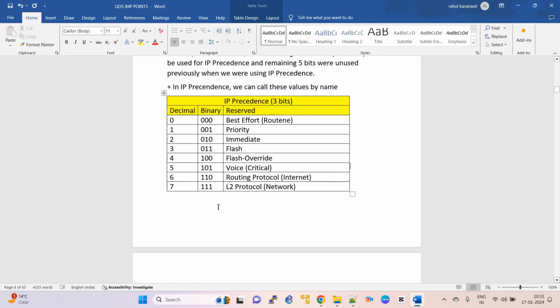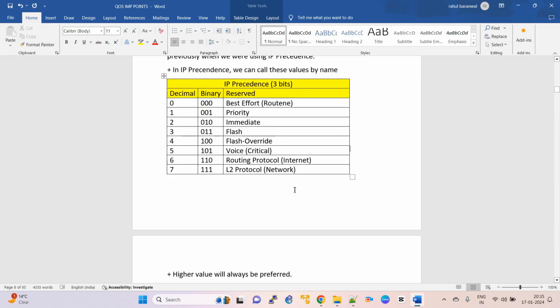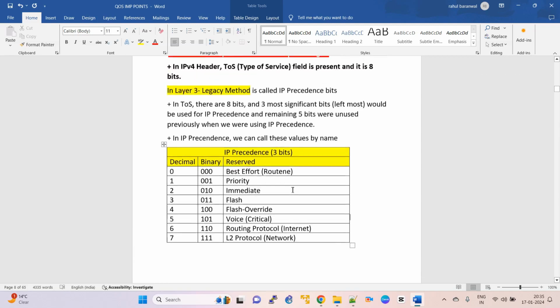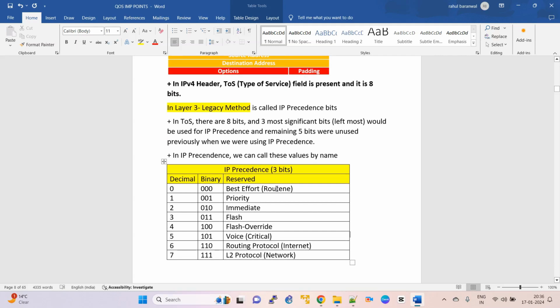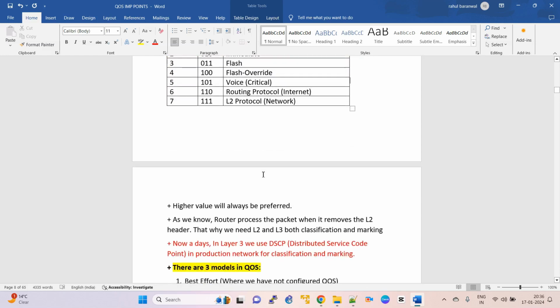The L2 protocol is allocated number 7. Why? Because, as we discussed in layer 2 classification and marking, if the L2 protocol doesn't run, how can we expect that voice traffic or any other traffic will flow, or that routing protocol traffic will flow? So here we need to learn why classification and marking is required for both layer 2 and layer 3, right? Suppose we have applied classification and marking on layer 2, but when the router receives that frame, it will first remove the layer 2 header, then process the packet. That's why we need layer 3 classification and marking as well, right?